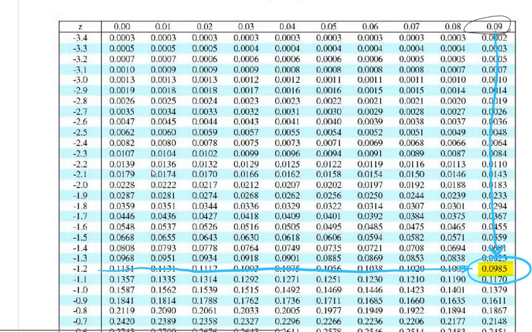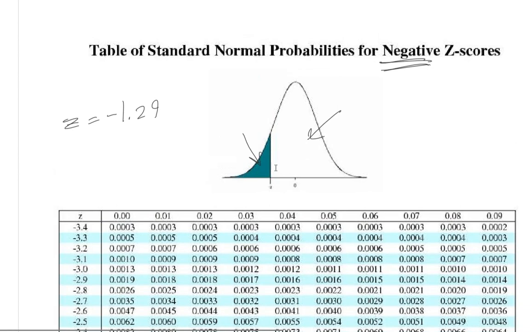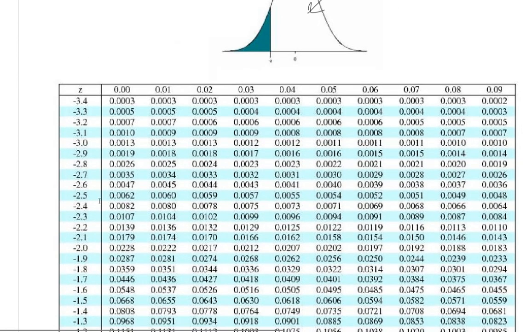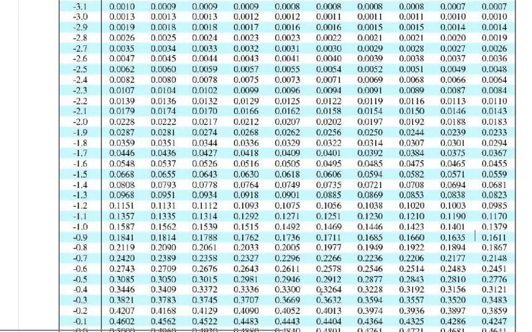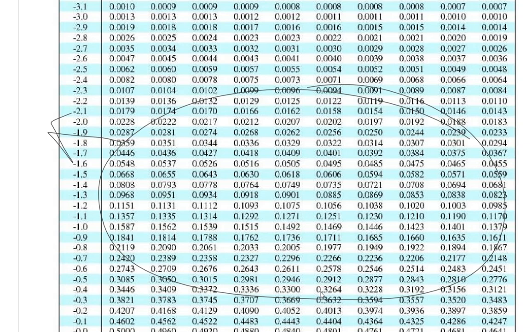Let me erase these things. Okay, so we're on the negative z-score table here. And again, remember that this table will give you the area below something, which is exactly what we want. We want the area below something to be 30%. However, we don't have a z-score to find the area. We have the area to find a z-score. So that means we need to work from the inside of this table out and find the z-score that corresponds to 30%, or approximately that.